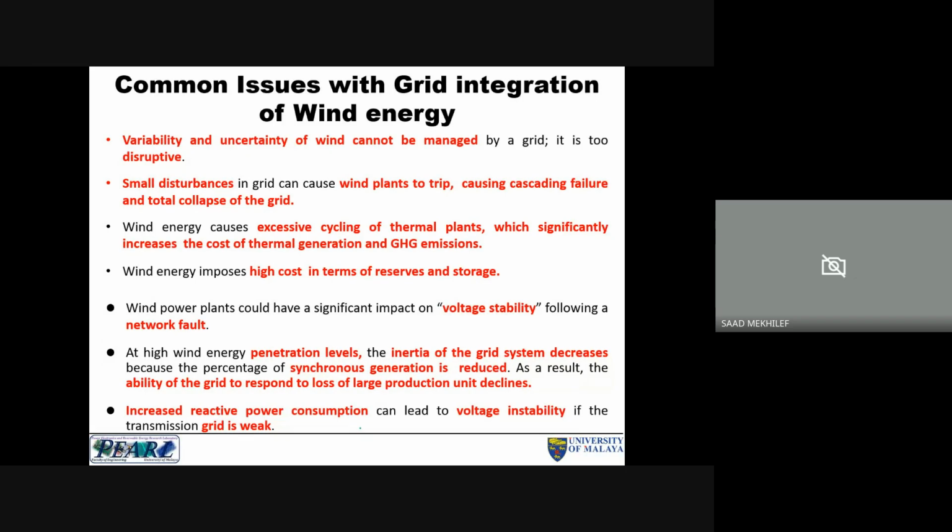So, common issues of grid integration, I think we mentioned most of them. Wind cannot be managed. And then a wind plant can trip, causing cascaded failures to total collapse of the grid. But like I say, these are small distributed sources in the grid. If one falls, it can cascade through the whole grid, especially if they represent quite significant amounts of power generation.